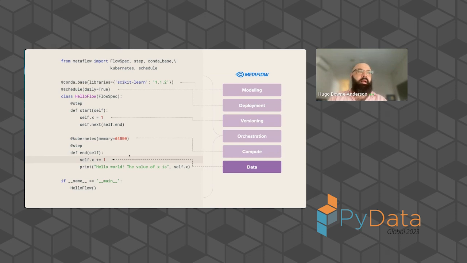And in terms of data, this is once again how we interact with data. So we're incrementing self.x by 1 here. And you can work with all types of data and data types from all types of data warehouses and Parquet files and all of these things.